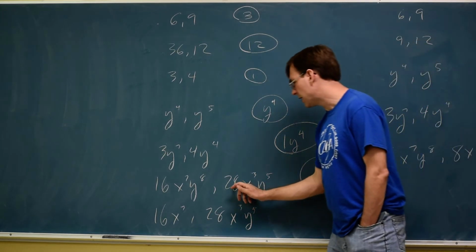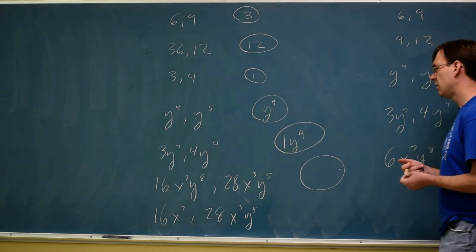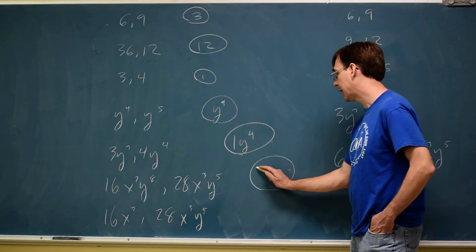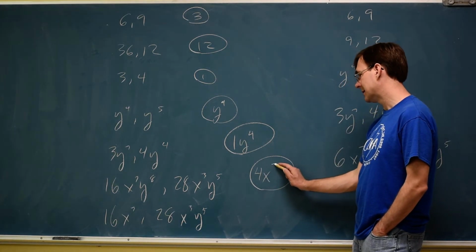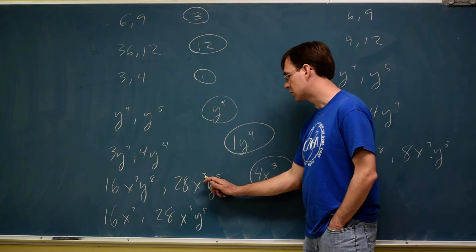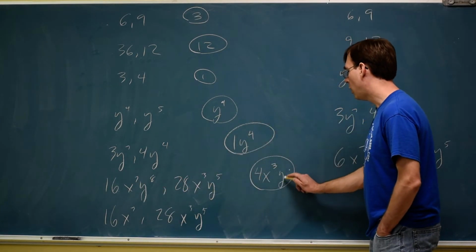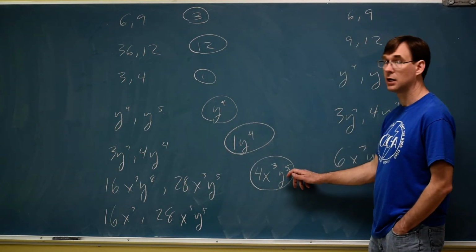For this, we need to think of something that goes into 16 and into 28. There's a few numbers that go into both. 4 is the biggest that goes into both. For my x's, I would take 3, because 3 is smaller than 7, and I'm picking the smaller. For y's, I go with 5, because 5 is smaller than 8, and I'm always picking the smaller.